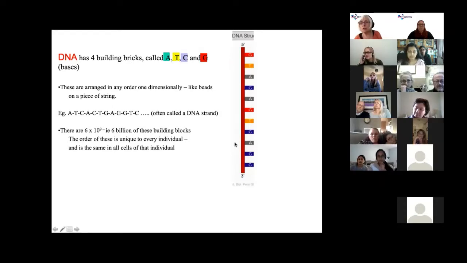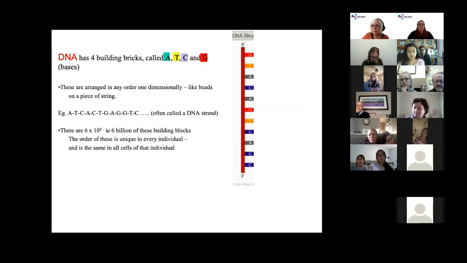So the order of your 4 building blocks will be more similar to your children's than they will be to mine. 2 siblings will be more similar, but we're all different. That order is unique to every individual, and it will be the same in every individual's cells, should be, that might change slightly, but the idea is that it's the same in every single cell of an individual.